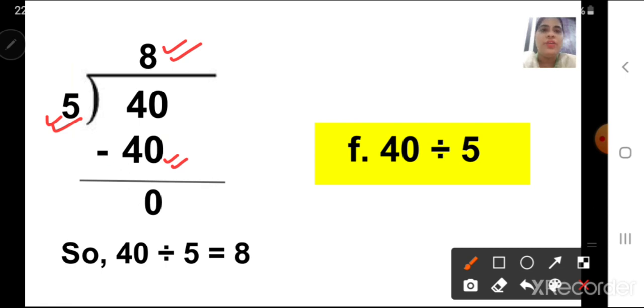Which numbers are we going to subtract? These two numbers, 40 minus 40, which is equal to 0. So our final answer we will write as, 40 divided by 5 is equal to 8. This is our answer. Number 8 is our answer. It is our quotient. Note down, children, in your notebook.